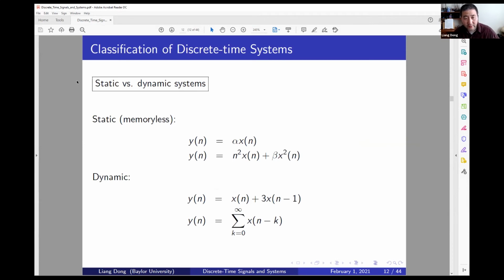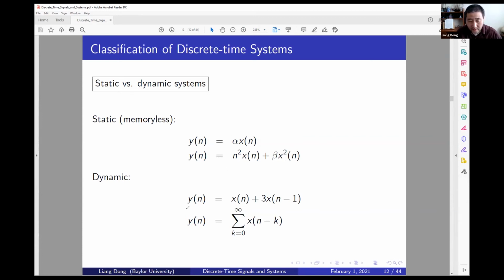Now let's look at some classification of systems, classification of discrete time systems, and different classes. The first one is we check the difference between a static versus dynamic system. A static system is a memoryless system. A static system looks like this. It's only taking the current input. So the current input is xn, gives me yn, xn squared, gives me yn.